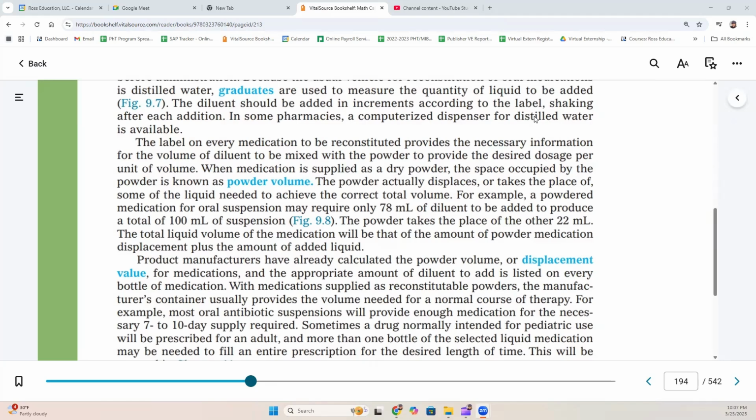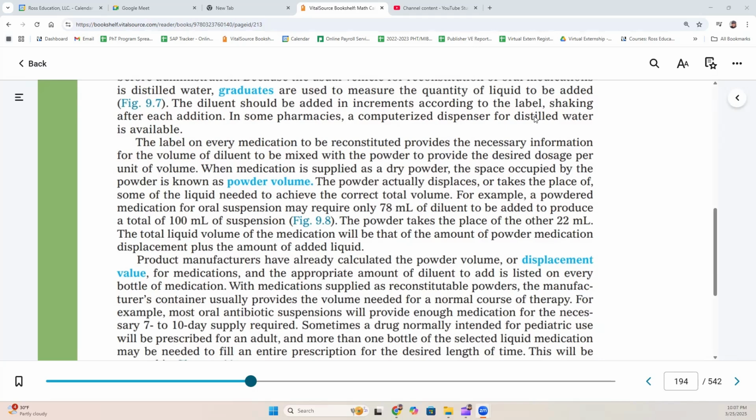The label on every medication to be reconstituted provides the necessary information for the volume of diluent to be mixed with the powder to provide the desired dosage per unit of volume. When medication is supplied as a dry powder, the space occupied by the powder is known as powder volume. The powder actually displaces or takes the place of some of the medication needed to achieve the correct total volume. For example, a powdered medication for oral suspension may require only 78 milliliters of diluent to be added to produce a total of 100 ml of suspension. The powder takes the place of the other 22 ml.